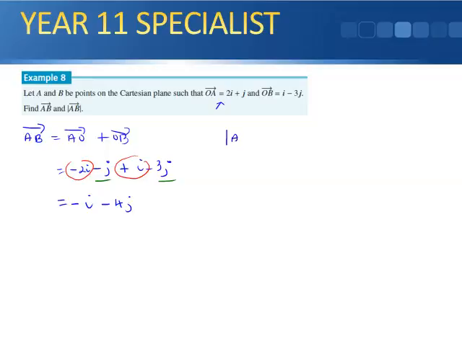Then the magnitude of vector AB will equal the square root of negative 1 squared, because there's a 1 in front of the i, and the number in front of the j is negative 4, so minus 4 squared. So I've got 1 plus 4 squared, which is 16, which means I've got the square root of 17.